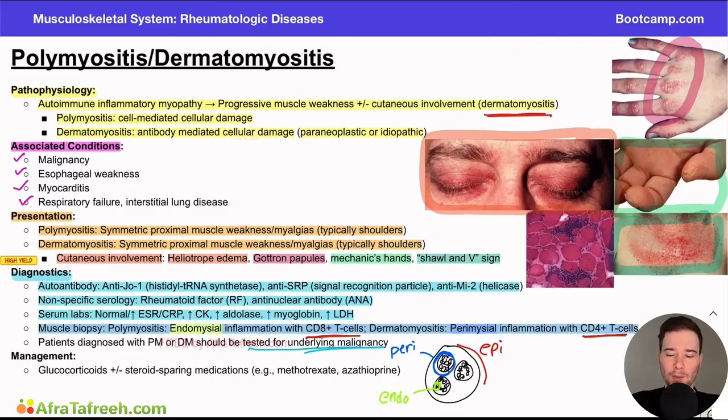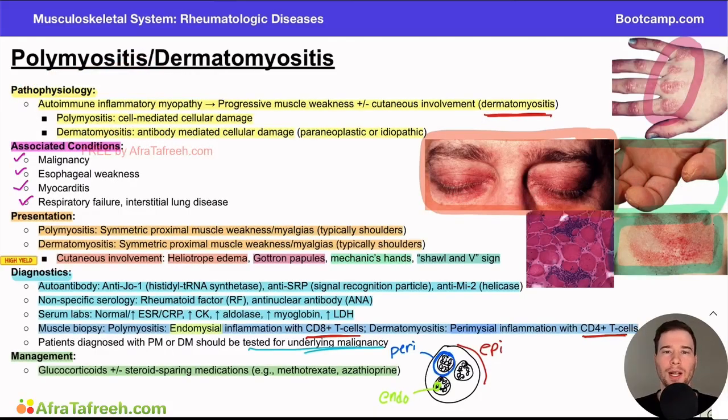Now, if we move on to the management here, we're going to see that this mostly deals with using glucocorticoids plus or minus steroid-sparing medications such as methotrexate or azathioprine. We're really trying to calm down the immune system, right? We talked about this being an autoimmune inflammatory condition, and so giving steroids is a way that we can calm down the immune system. Obviously, there are pros and cons of this medication, so it's a risk-to-benefit analysis, but this is the primary way that we're going to treat these patients.